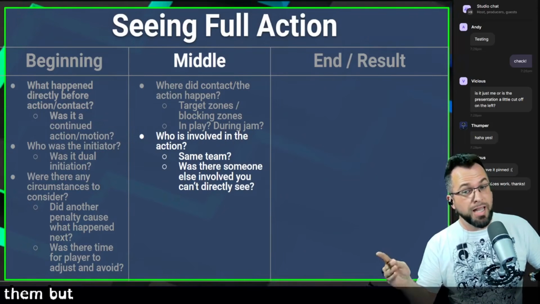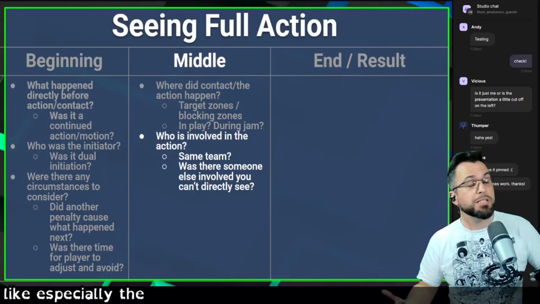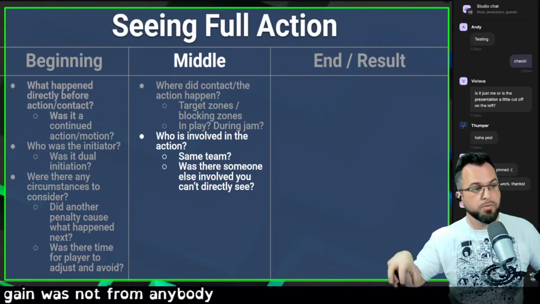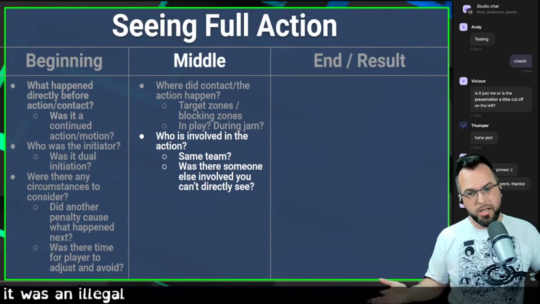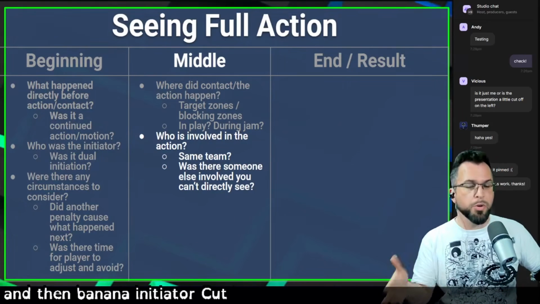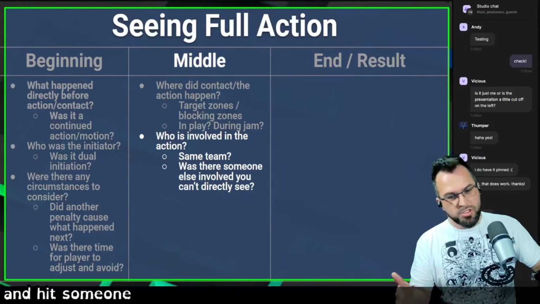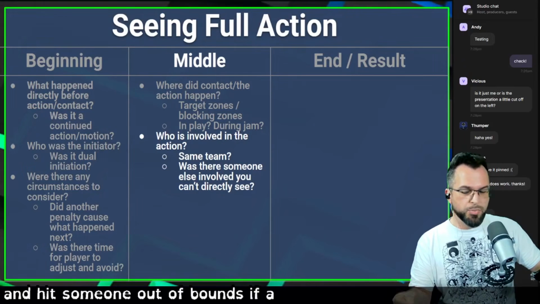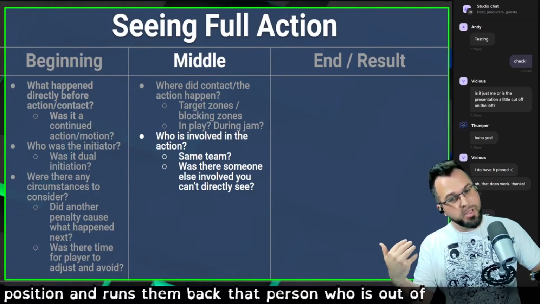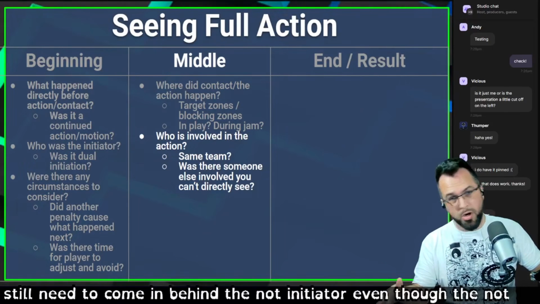For example, if somebody uses their forearm to move an opponent out of the way, but that opponent doesn't go down, they don't go out of bounds, the person who used their forearm doesn't gain position on them, but that action allowed one of their teammates to pass by, especially the jammer, then that still is impact, even though the gain was not from anybody physically involved in the action. It was an illegal action that caused a teammate to gain benefit.